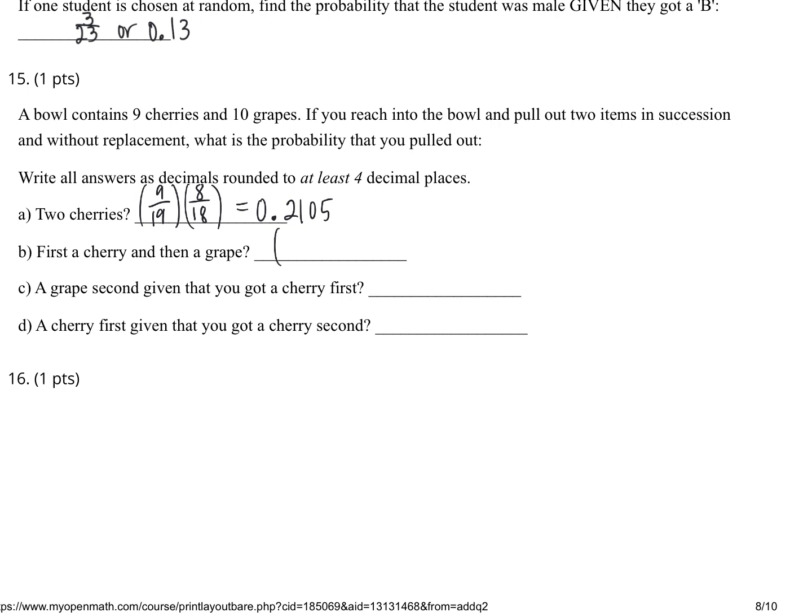Next, first a cherry and then a grape. So first a cherry, that would be 9 out of 19. And then a grape. There's still 10 grapes left because you haven't chosen one yet, but there's only 18 fruit left total. So that's how you would set that one up. 9 times 10 is your numerator, your denominator is still 19 times 18. You get 0.2632.